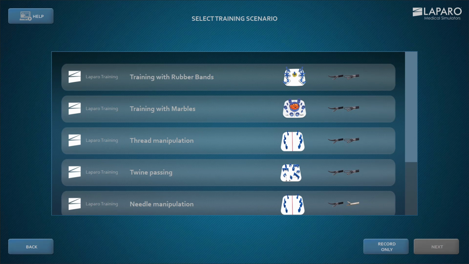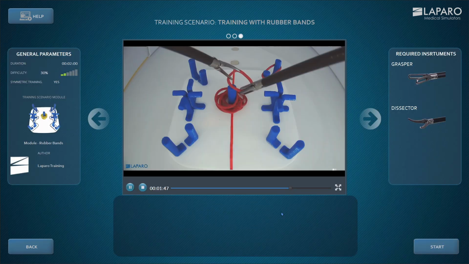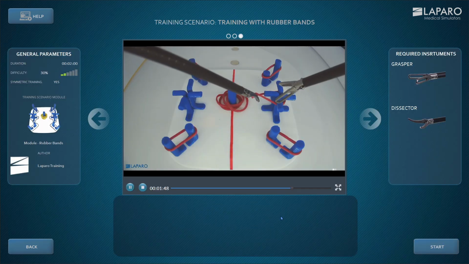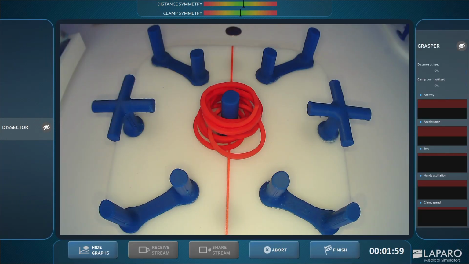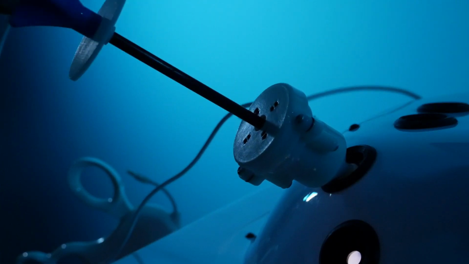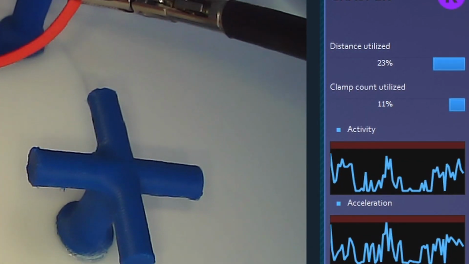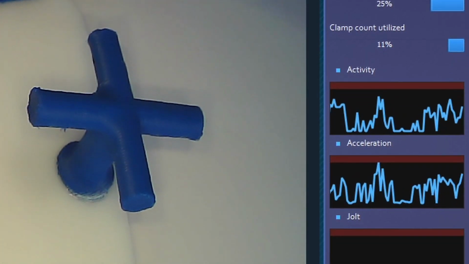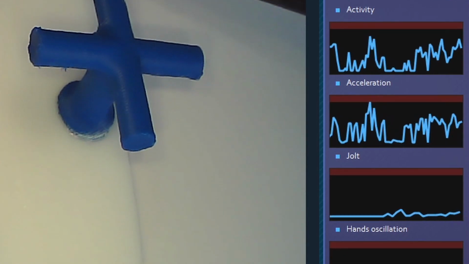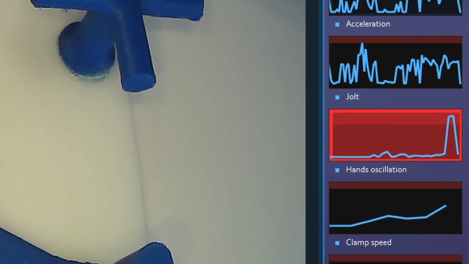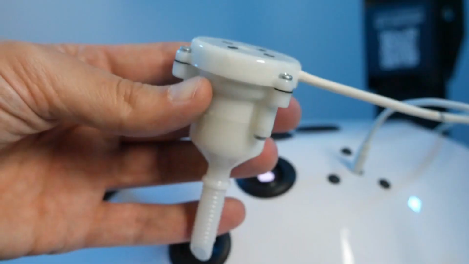When the user logs in, they'll have the option of selecting the training. These scripts are tailored for specific modules to measure and score specific skills. Each scenario has different target parameters. Sensors hidden in the trocars will track the exact physical position of the instruments during training. The collected data will then be used together with computer vision software to perform a detailed training analysis.